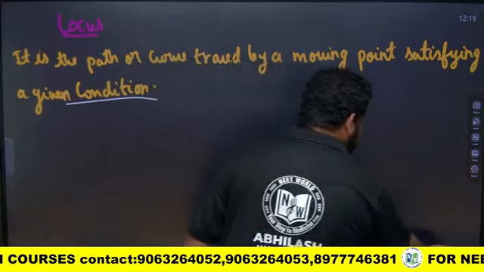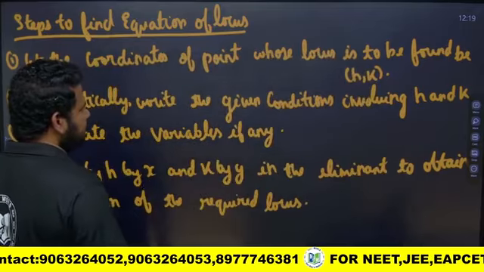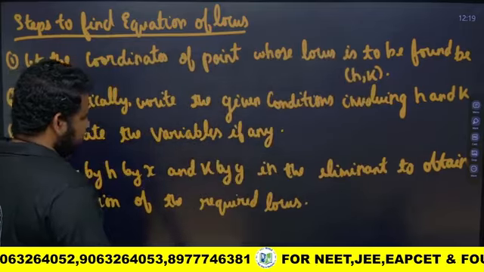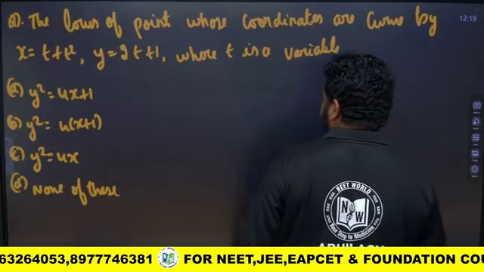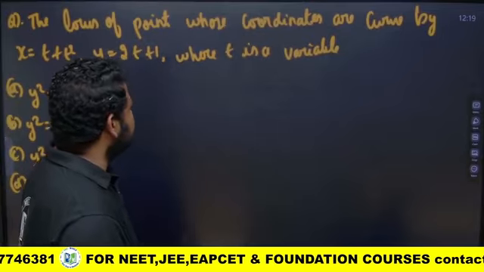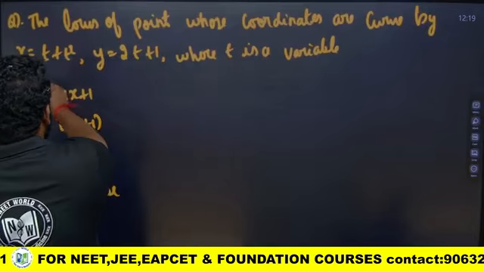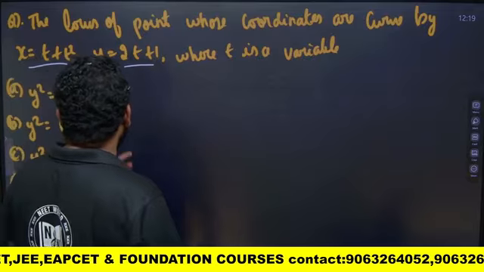Okay, let us see. These are all the steps that are given to find the locus of a point, but you don't require these, no need to learn all these things by heart. We will solve it through questions itself. Let us understand what we mean by locus. The locus of a point whose coordinates are x equal to t plus t square, y is equal to 2t plus 1, where t is a variable.